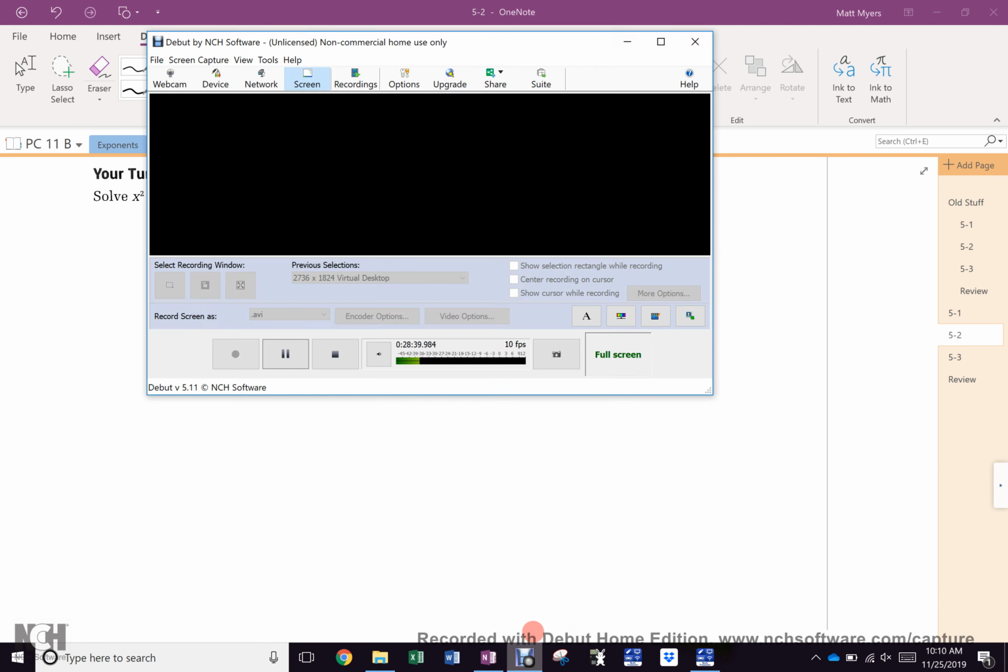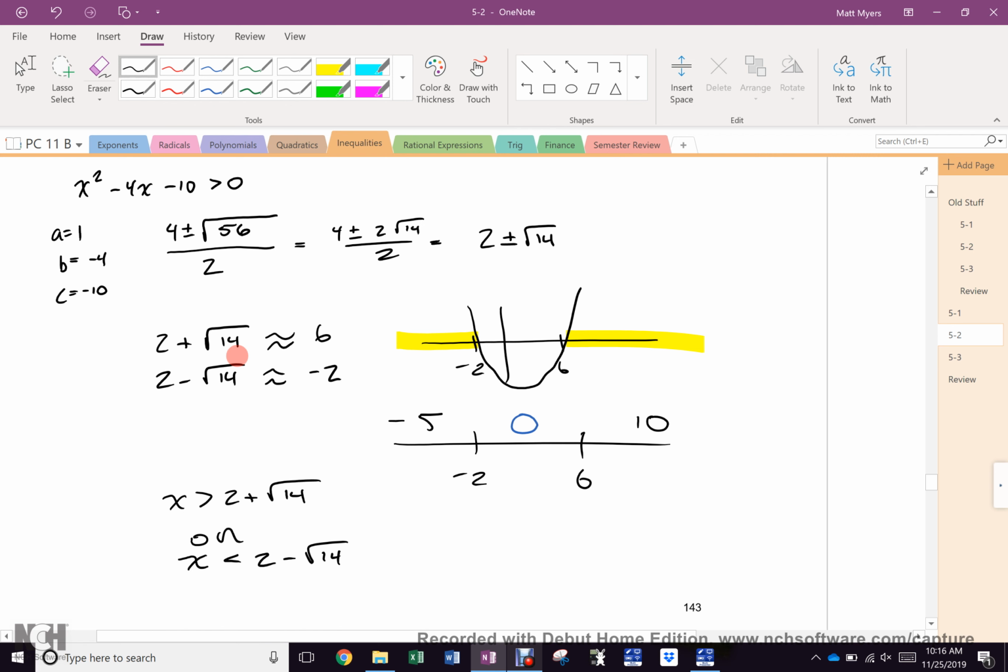Okay, I'm going to pause it. Is everybody good? Everybody understands what I did here? I just made that 16, yeah? 2 plus 4, 2 minus 4. So I could get approximate answers. So I could sketch my graph, because I only need to sketch it.